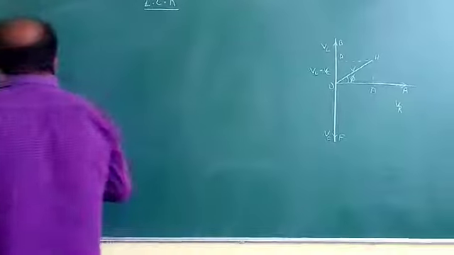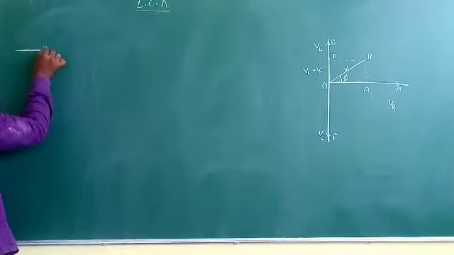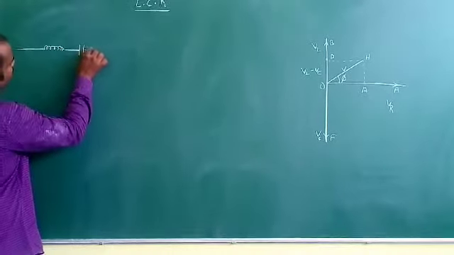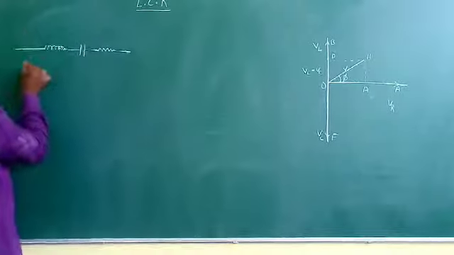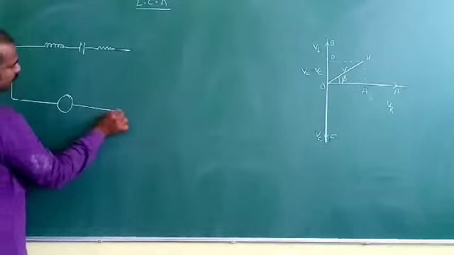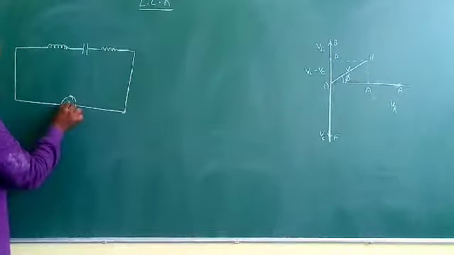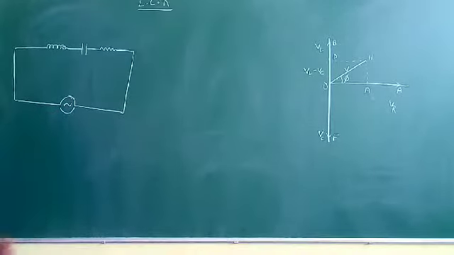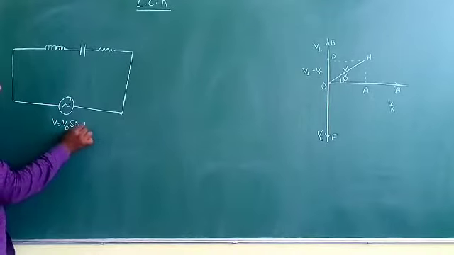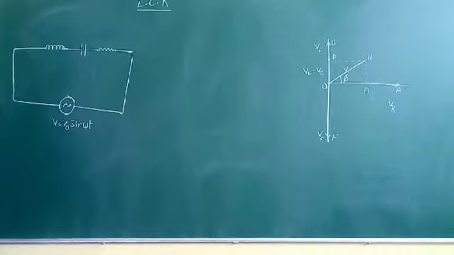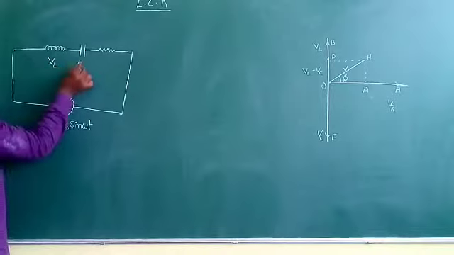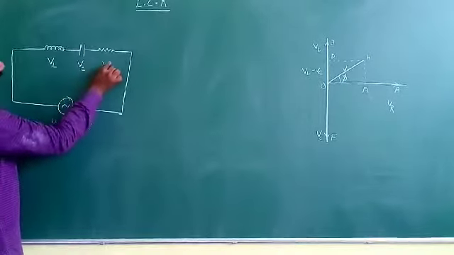See, inductor, capacitor, resistor. If all are connected to an AC source, this is the AC source, V is equal to V naught sin omega t. This is the inductor, this is the capacitor, and this is the resistor.